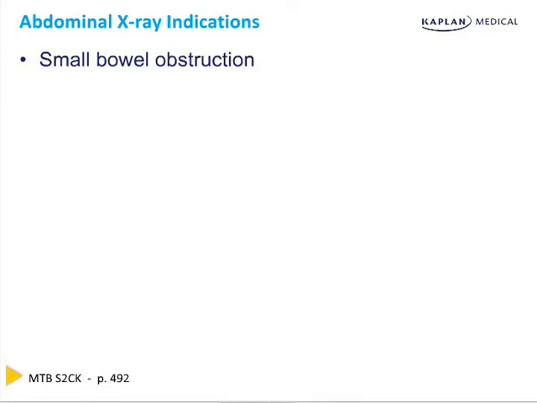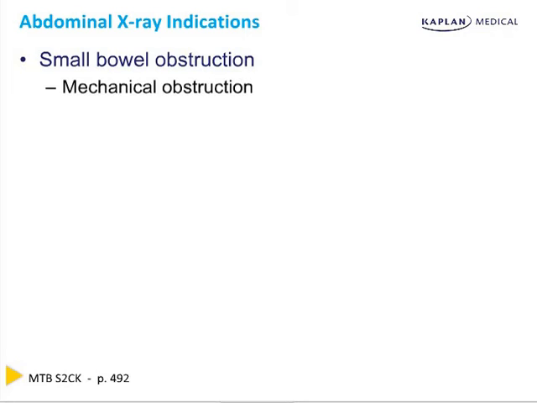On your Step 2 CK exam, the only reason you should order an abdominal x-ray is to evaluate for a small bowel obstruction in a patient who presents with nausea and vomiting and is found on exam to have a distended abdomen and diffuse abdominal pain. Note that there are other specific indications for abdominal plain films, but they are beyond the scope of your Step 2 CK exam.